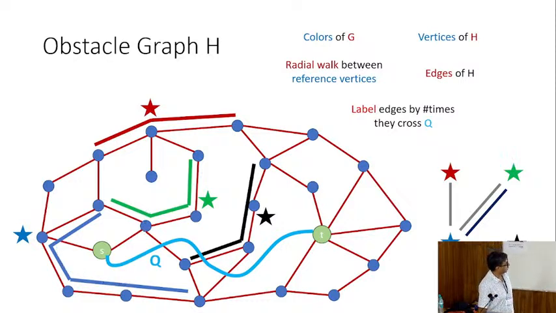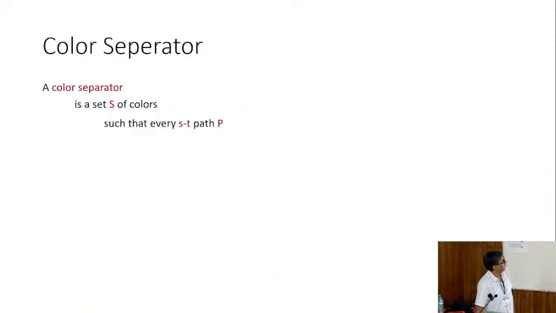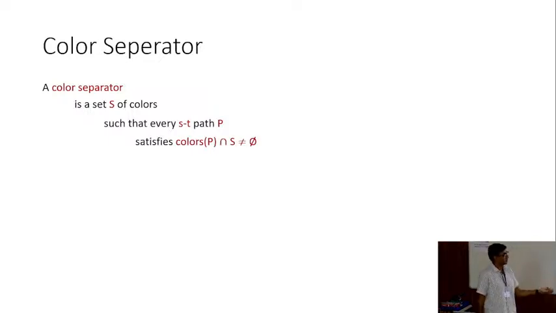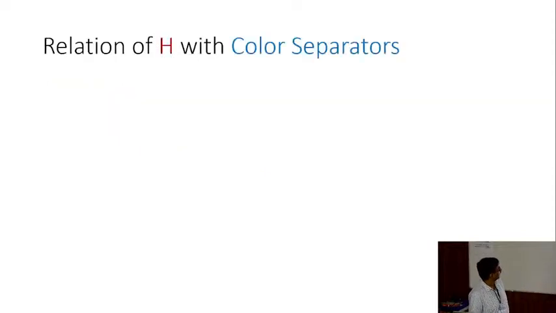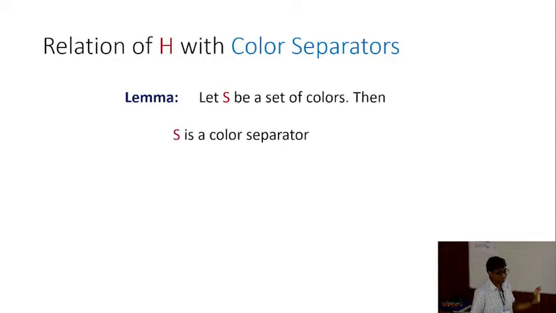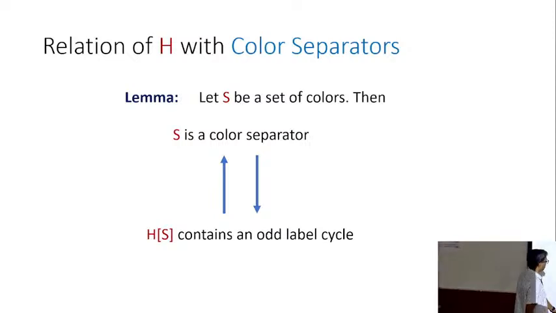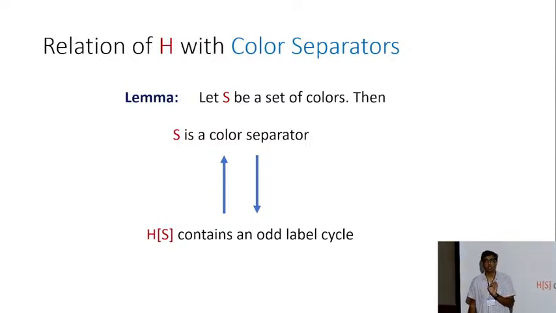Now what we are able to show is one more thing. So what is a color separator? A color separator is a set S of colors such that every S-T path P satisfies that the colors of P intersected with S is non-empty. Cuts go to color separators. And what we were able to show, lemma: let S be a set of colors, then S is a color separator if and only if the graph induced on S contains an odd label cycle.